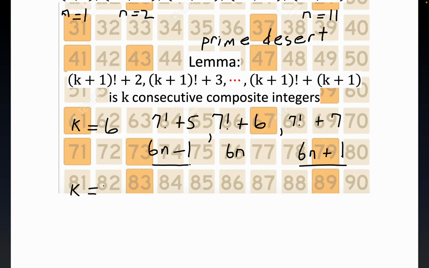K equals 7, 8, 9 ad infinitum. And y'all, that's very straightforward to see, right? So this happens for the case k equals 6. The same kind of thing would happen for k equals 7, right? You would have 8 factorial plus 8, right?